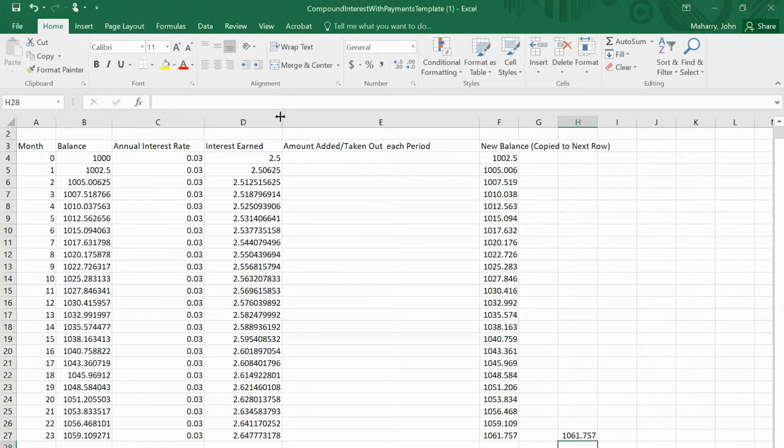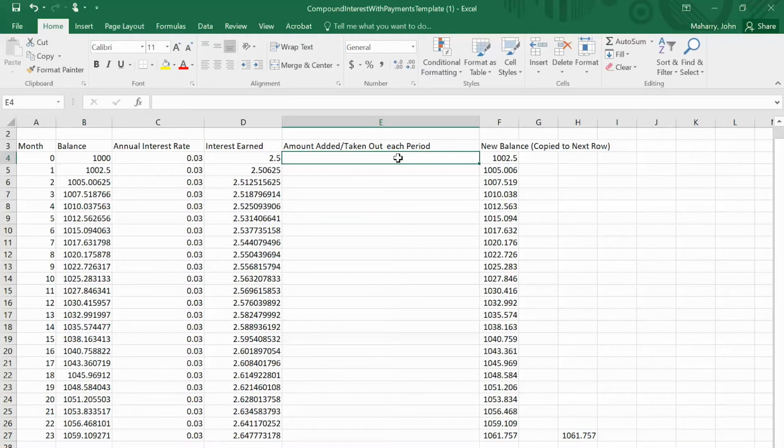Gives me the 1,061.75 that I have in there. But so that's the normal formula we have been using. But if we add or subtract an amount each period, that makes the mathematics slightly more complicated, and we're not going to go over that. But the spreadsheet can help us do that.